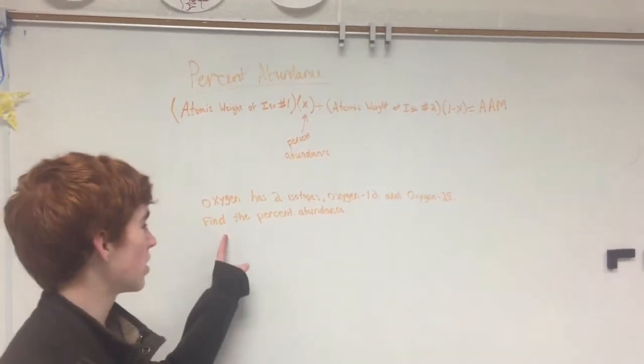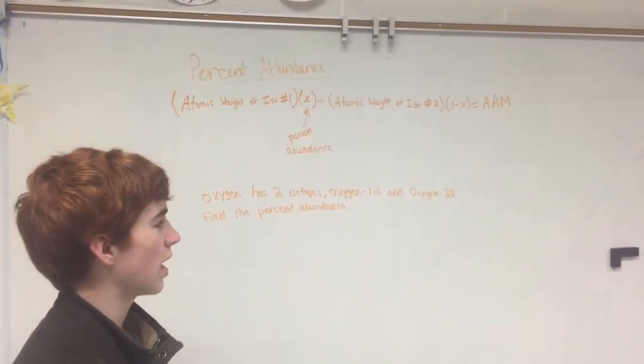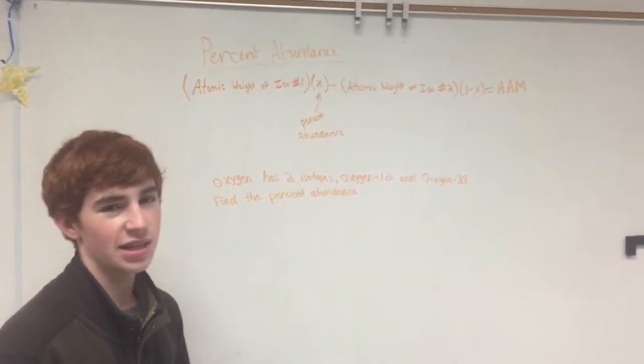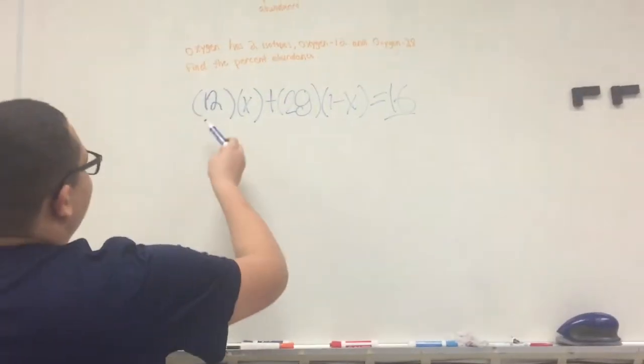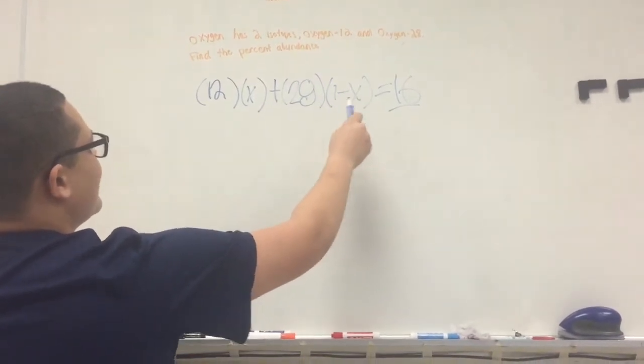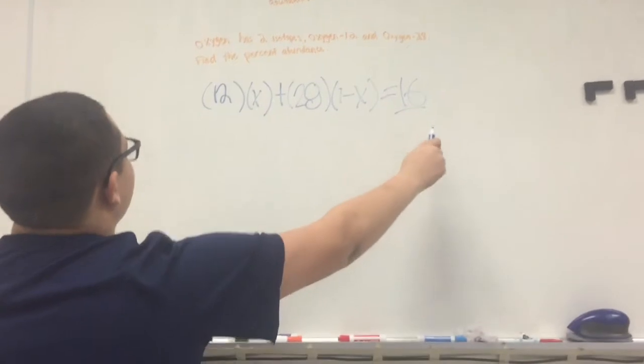So the question is, oxygen has two isotopes, oxygen 12 and oxygen 28. Find the percent abundance. Now here's Slade to take you step by step. You have 12x plus 28 times (1 minus x) equals 16.